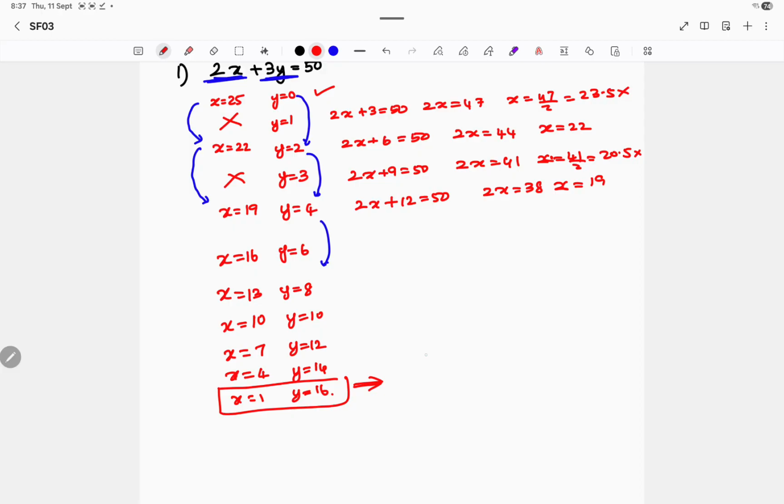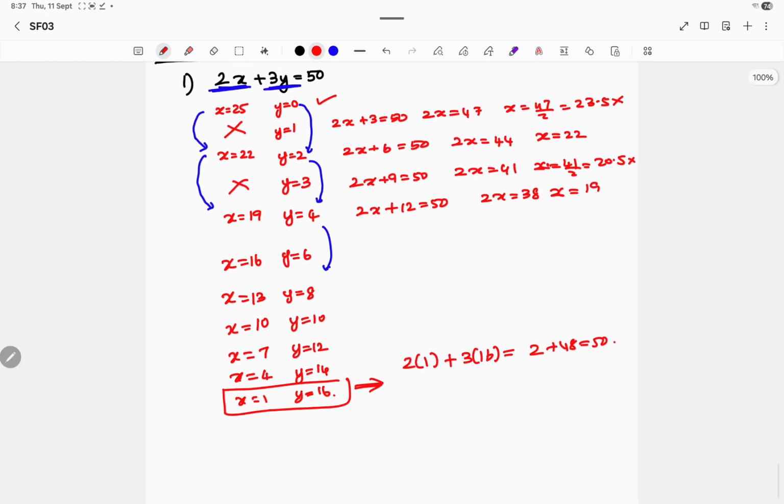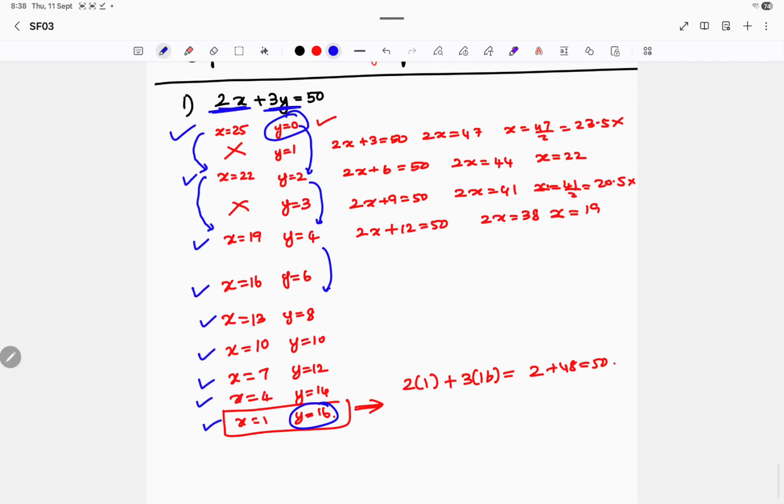So if I go and substitute this in our equation, 2 into 1 plus 3 into 16, what is this? This is 2 plus 48, and it is equal to 50, and therefore we have got our solution. So the number of whole number solutions would be 1, 2, 3, 4, 5, 6, 7, 8, 9, all the way from y equal to 0 to y equal to 16. So there are 9 whole number solutions here, and this can be done for any other kind of problem as well.